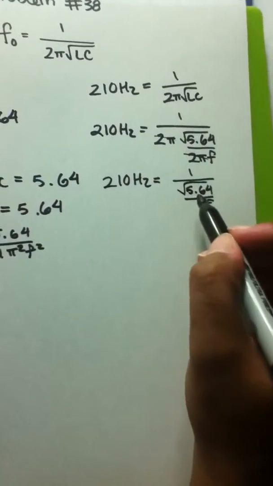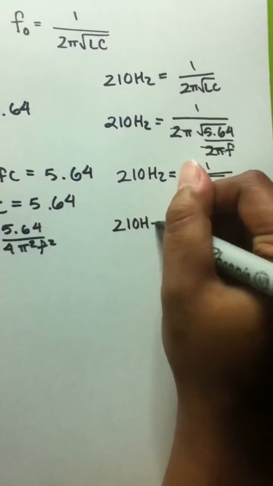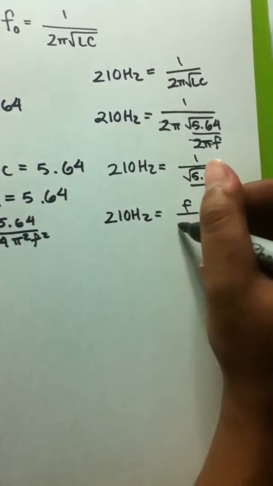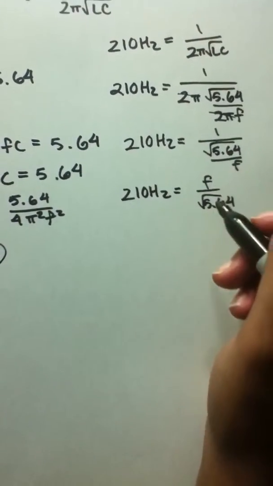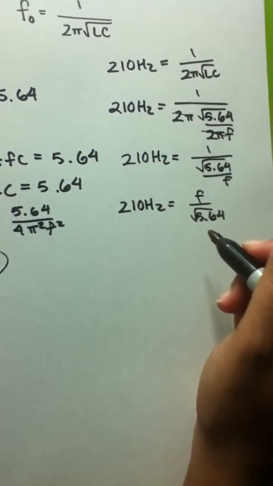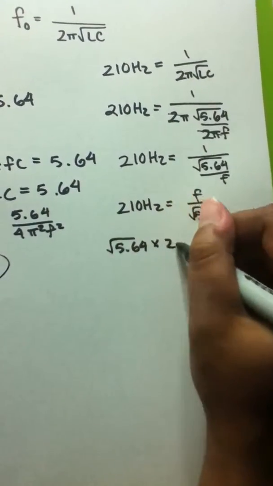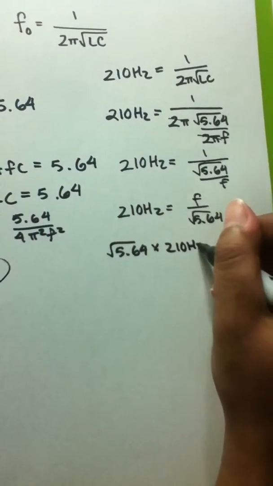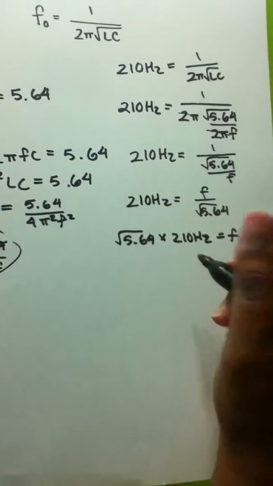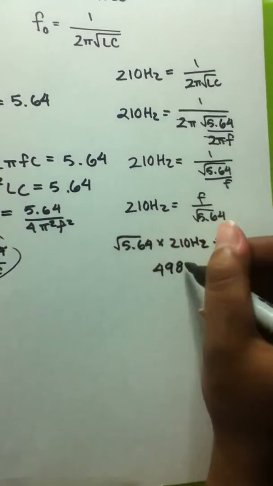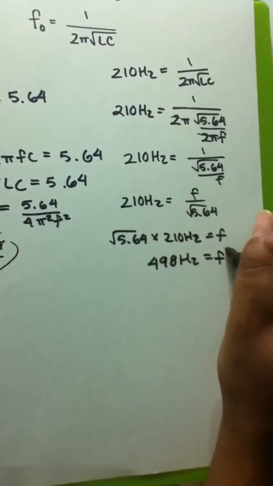Because this is 1 over the square root of 5.64 divided by F, I'm going to rewrite it as 210 Hz is equal to F divided by the square root of 5.64. And then in order to find F, I'm just going to multiply both sides by the square root of 5.64. That gives the result equal to F. And you should get a final answer of 498 Hertz is equal to the frequency of the generator.